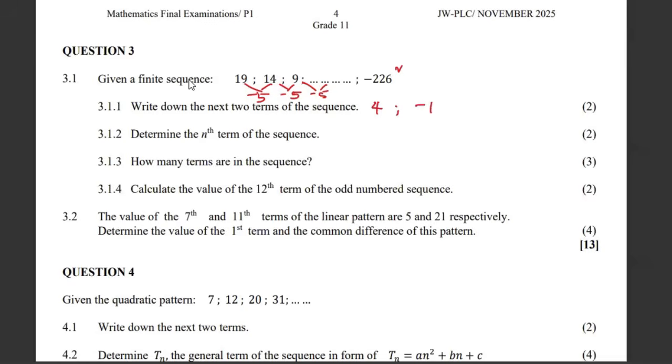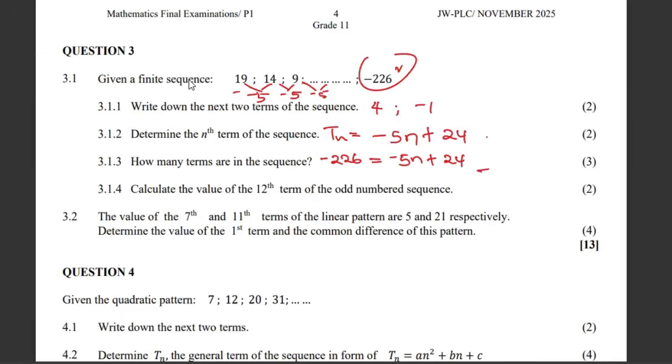Then determine the nth term. So this is an arithmetic sequence, so it's going to be negative 5n. What is 19 minus minus 5? So that's the same as 19 plus 5, which gives us a 24. Okay. And then how many terms are there in the sequence? So the last term is negative 226. So where there is tn, replace with the negative 226, negative 5n plus 24. So move this 24 that side. Negative 226 minus 24 gives me negative 250.